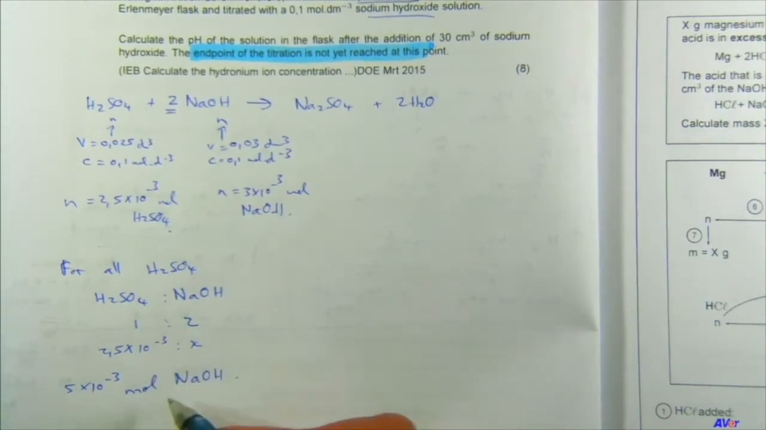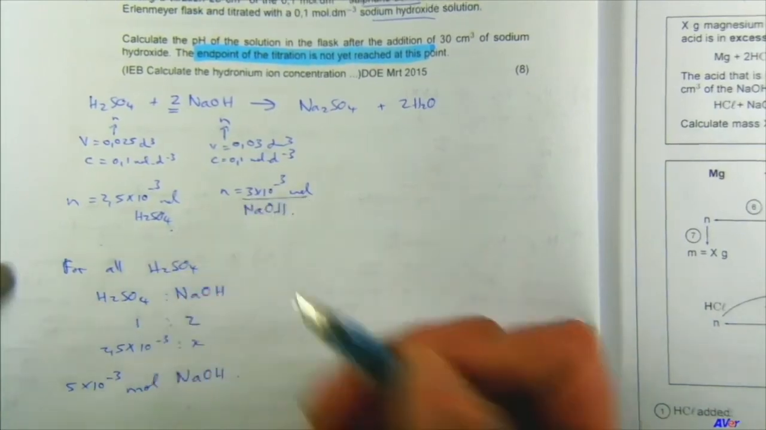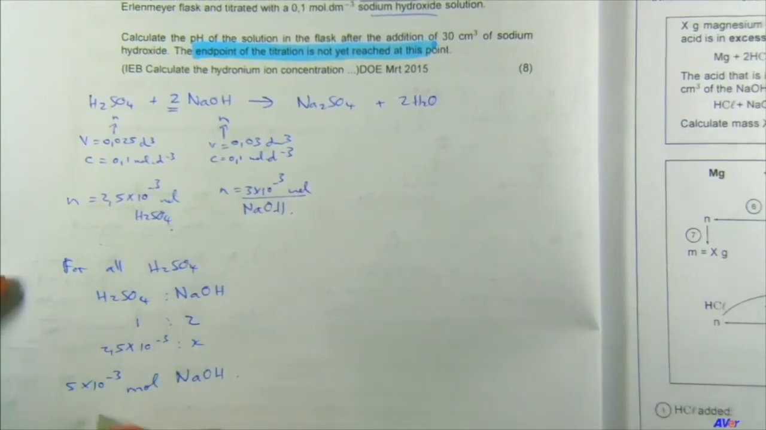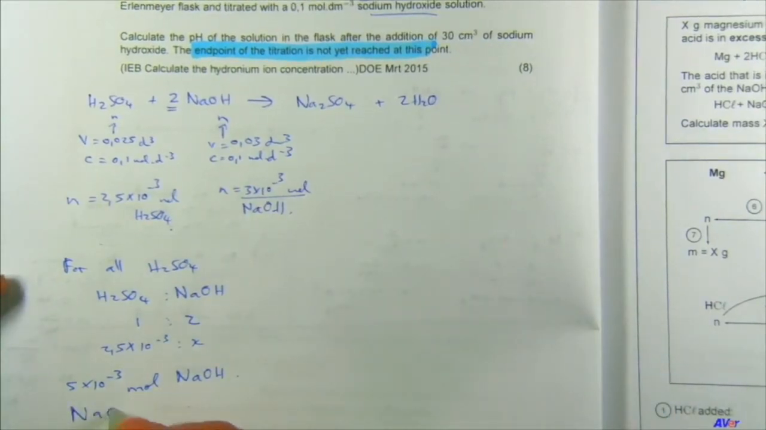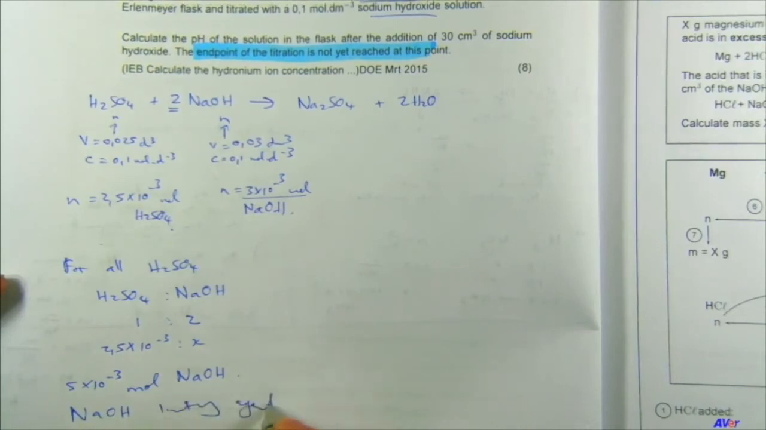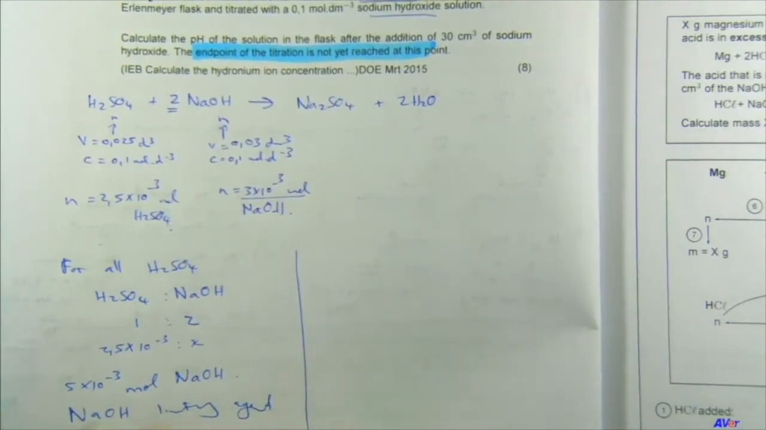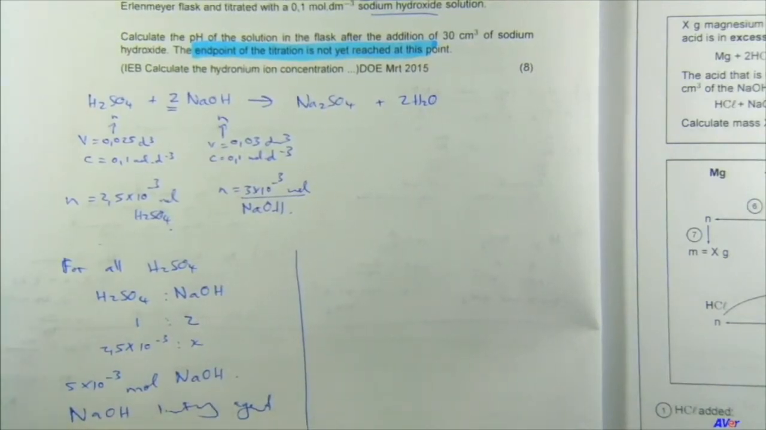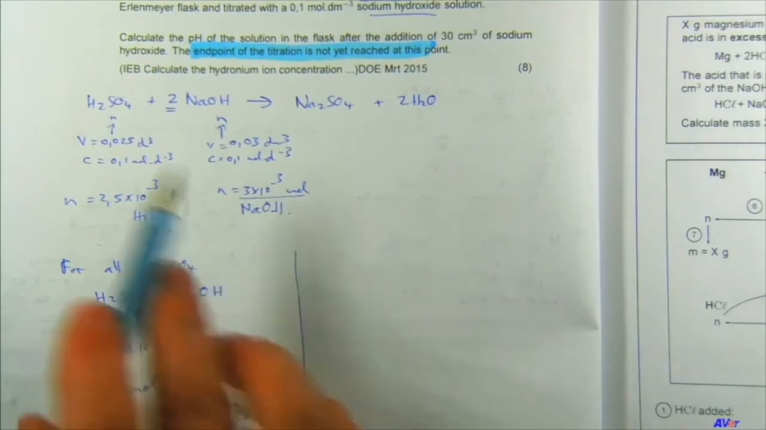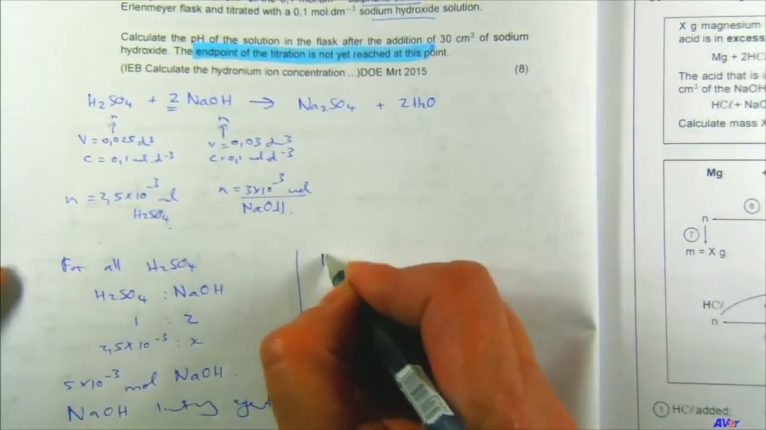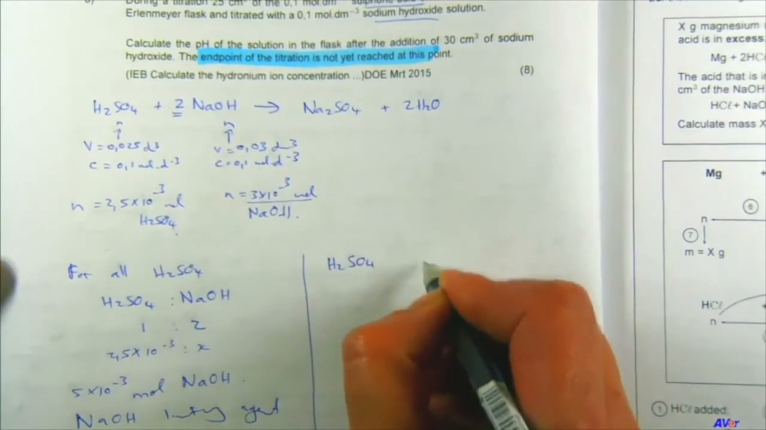And then the question is, do I have that much? I have 3 times 10 to the minus 3. Do I have enough? No. So who's the limiting agent? NaOH is my limiting agent. Okay, so all of the sodium hydroxide is going to react. There's some of the sulfuric acid left over. And now there's the question, how much H2SO4 is left over?